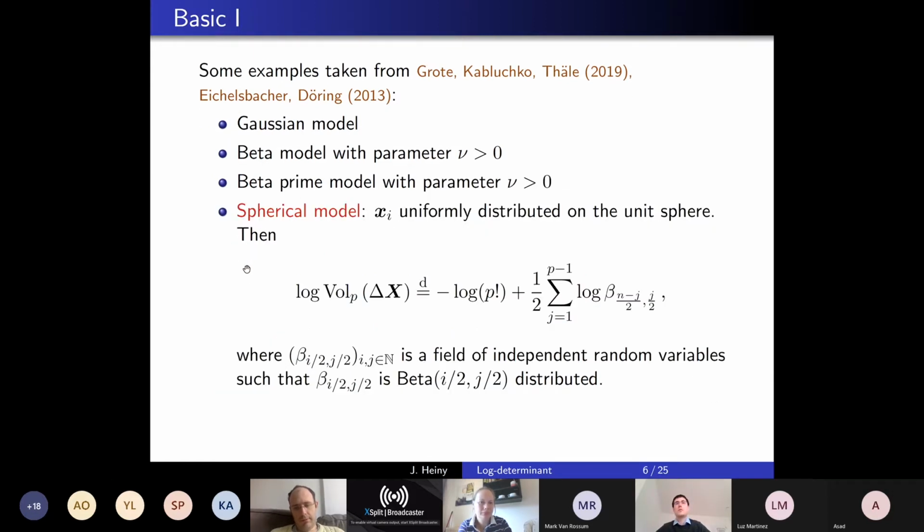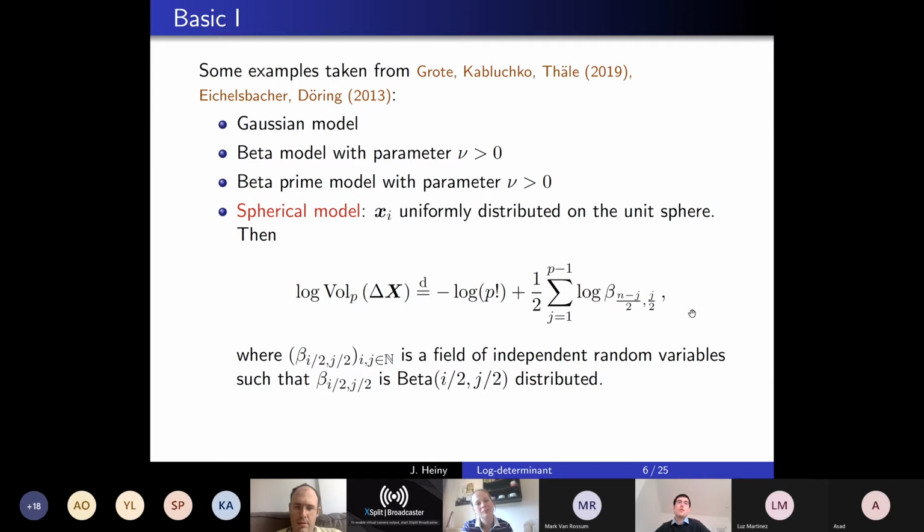Okay, so for the spherical model, let me write down the stochastic representation that we have. And this is the following, so that we have just a sum of log beta random variables. So these beta ij here are just independent beta random variables. So this is a sum of independent random variables.